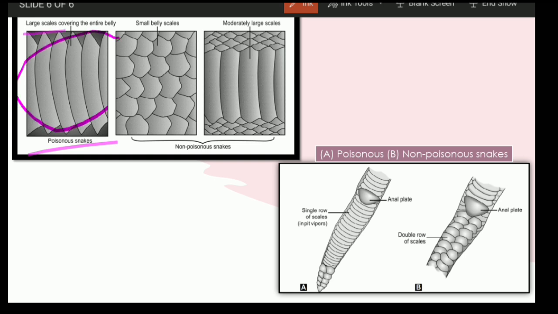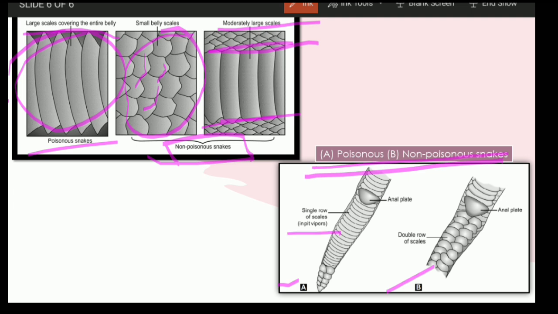Have a look at these large belly scales. They cover the entire portion of the body of a poisonous snake, whereas small belly scales like this are divided into small portions. So these are the characteristic features of non-poisonous snakes, whereas some moderately large scales are also observed in the case of non-poisonous snakes. This is the posterior portion of the body of the snakes, and this is how the belly scales are posteriorly arranged in the body of snakes.